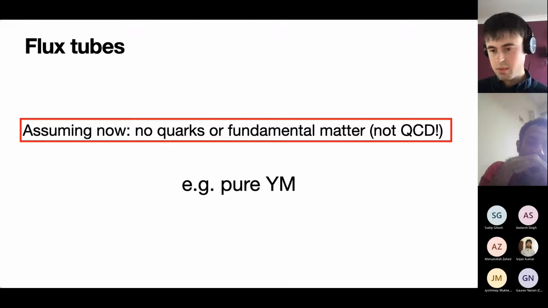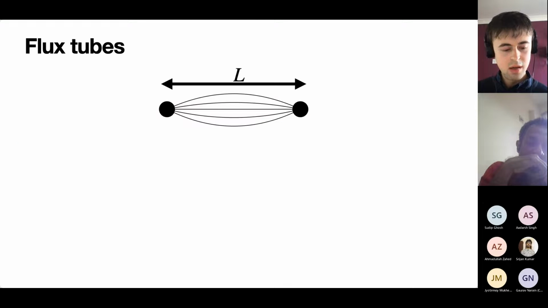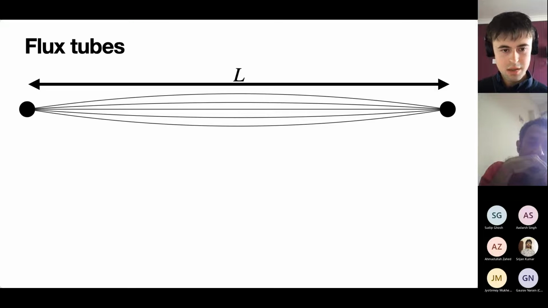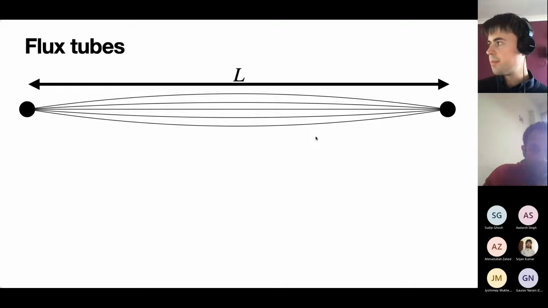Okay, so have in your mind pure Yang-Mills for what I'm about to tell you. So the energy just decreases indefinitely as you increase the separation, and it takes an infinite amount of energy to separate the pair. And this is what's responsible for confinement. And it's characteristic of confinement that the potential grows linearly.